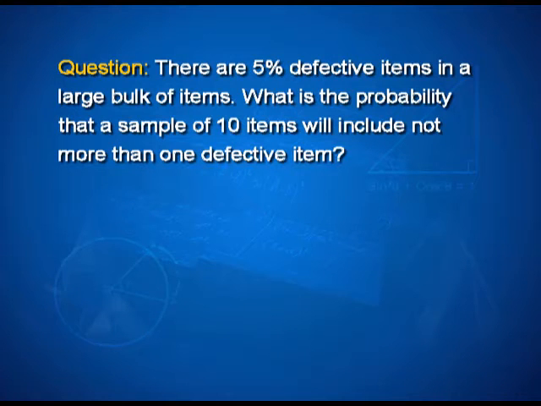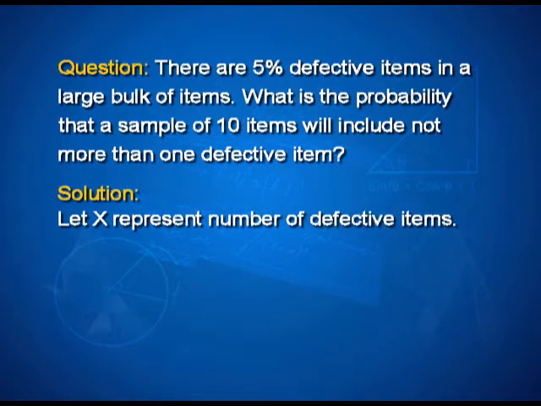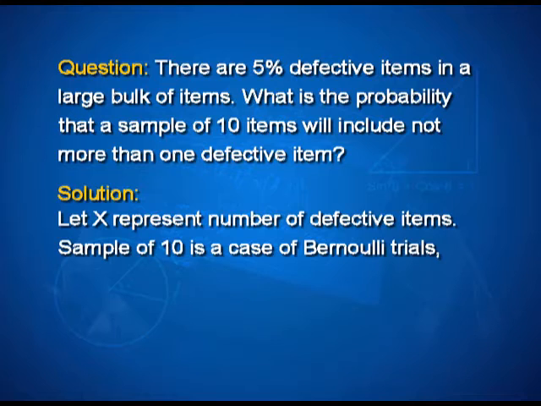Let us consider a problem and find the binomial distribution's application in the same. The problem states that there are 5% defective items in a large bulk of items. What is the probability that a sample of 10 items will include not more than one defective item? So, in this case, we have x, very important to identify the random variable, to represent the number of defective items. Sample of 10 is a case of Bernoulli trials. So, when we talk about sample to be selected, it is always a case of with replacement.